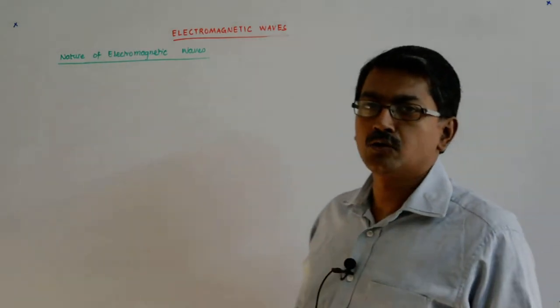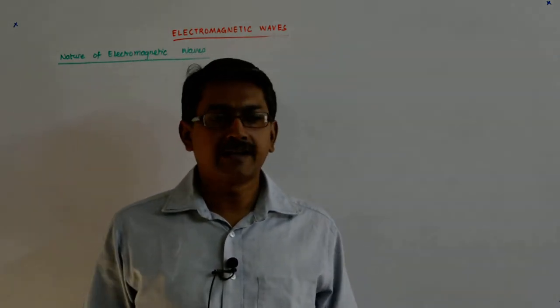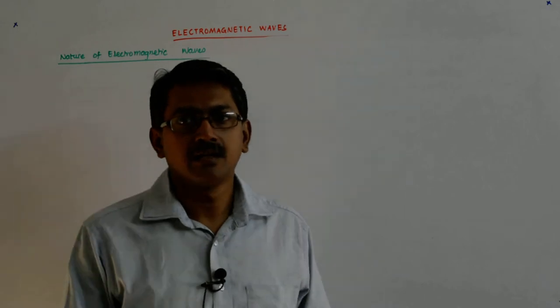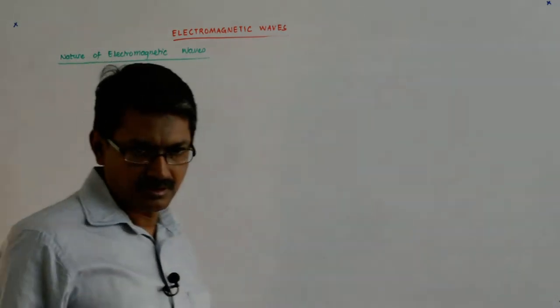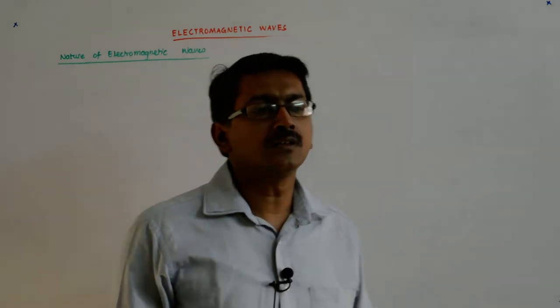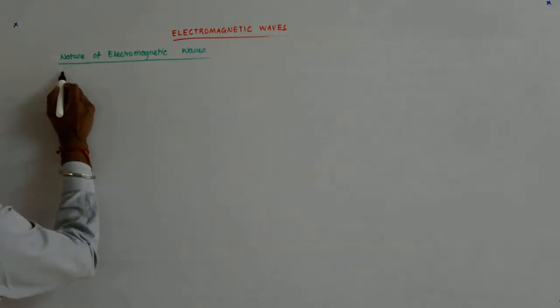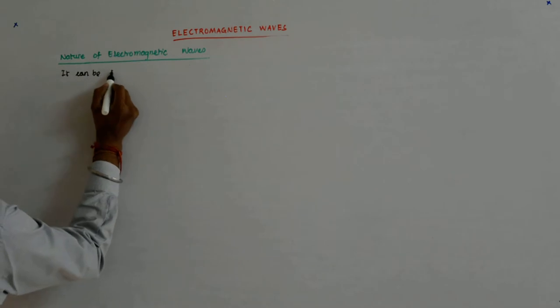So now that we know how the waves are produced, we now go forward and try to understand what is the nature of these electromagnetic waves, right? Now it can be shown from Maxwell's equations.